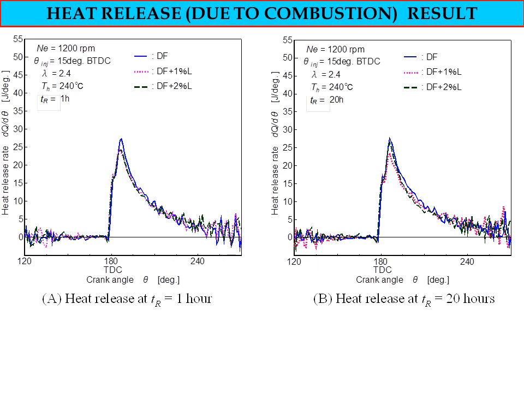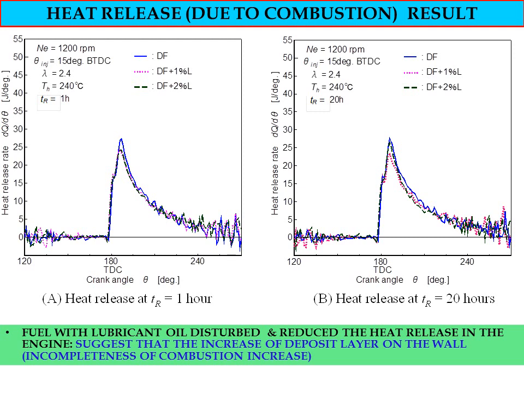Okay, so in terms of the heat release result due to the combustion. We can see that figure A shows the heat release after 1 hour of engine operation, and figure B shows the heat release after 20 hours of engine operation. So fuel with lubricant oil disturbs and reduces the heat release in the engine, which suggests that the deposit layer on the wall increases due to incompleteness of the combustion. So you can see in figure A, we have less heat release for DF plus 1% lubricant and also DF plus 2% lubricant compared to typical diesel fuel.